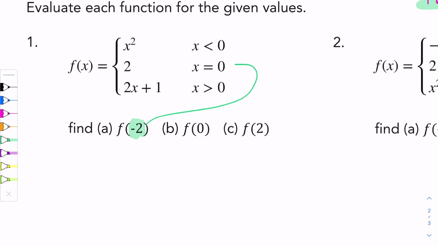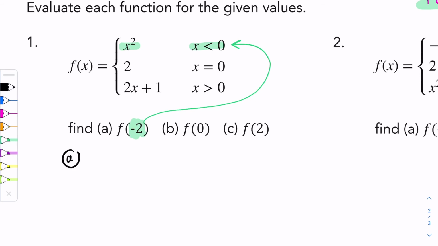Is -2 equal to 0? Also no. Is -2 less than 0? Yes, -2 is less than 0. So we are going to use this first function while evaluating -2. That's the only function you use.